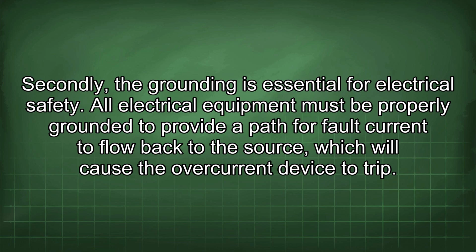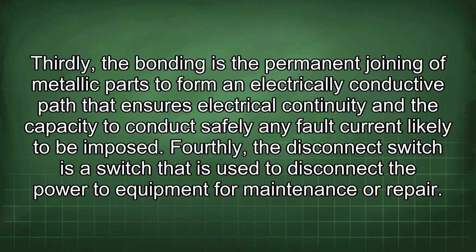All electrical equipment must be properly grounded to provide a path for fault current to flow back to the source, which will cause the overcurrent device to trip. Thirdly, the bonding is the permanent joining of metallic parts to form an electrically conductive path that ensures electrical continuity and the capacity to conduct safely any fault current likely to be imposed.